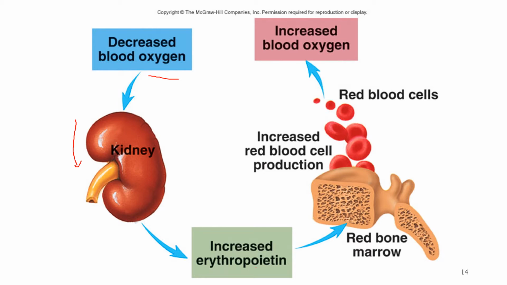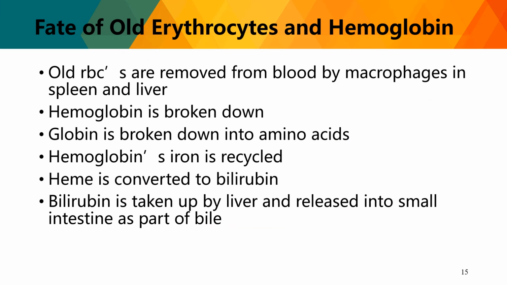So this erythropoietin would directly affect your bone marrow, and then your bone marrow will eventually increase the production of your red blood cells, and of course, the more red blood cells that you have, you will be able to increase your blood oxygen in your body. Okay? So the fate of old erythrocytes and hemoglobin.